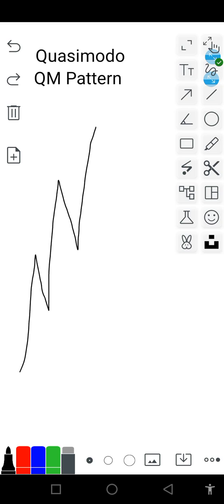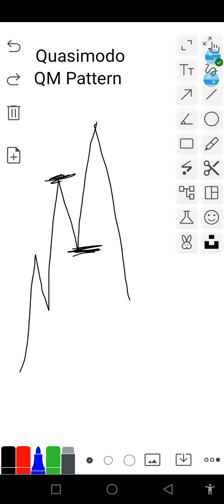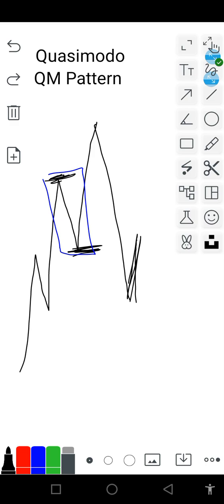Then all of a sudden, the market breaks this low that it created. You see now, this becomes the left shoulder. From this low to this low, it becomes the left shoulder. Then when it breaks, it goes up and taps back into the zone of the shoulder, creating a right shoulder.